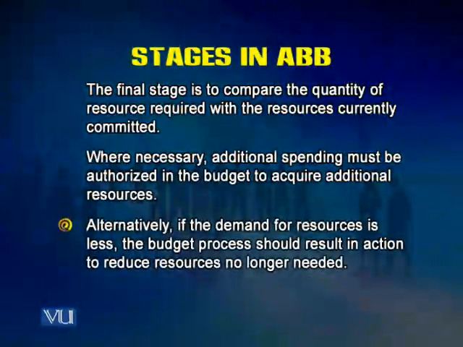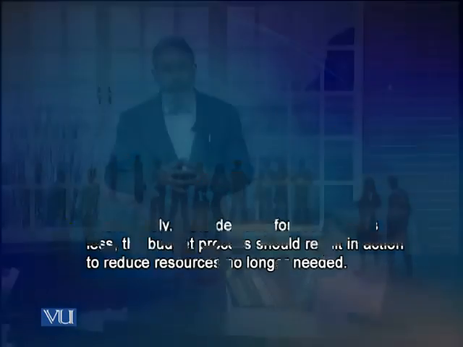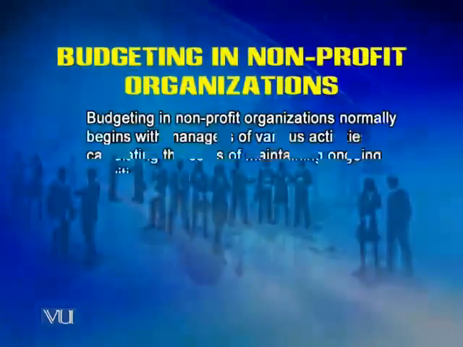Alternatively, if the demand for resources is less, the budget process should result in action to reduce resources no longer needed. That's the difficult part we just mentioned. Increasing resources is easier. The budget process is going to identify, and it is going to attempt to lead you to make decisions to reduce, whereas in practice it's not always an easy decision to reduce the resources. In other words, the increase must be done, but must be done with great care and good forecasting.